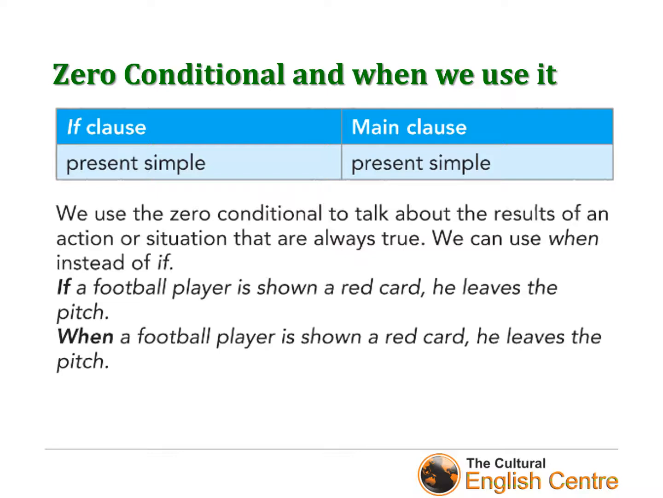We use the zero conditional to talk about the results of an action or situation that are always true. We can use when instead of if. So let's have a look one more time at the same sentence. When a football player is shown a red card, he leaves the pitch. Or, when you want to make a cup of tea, you need a cup, hot water, and a tea bag. Easy, isn't it? Let's have a look at the next conditional.